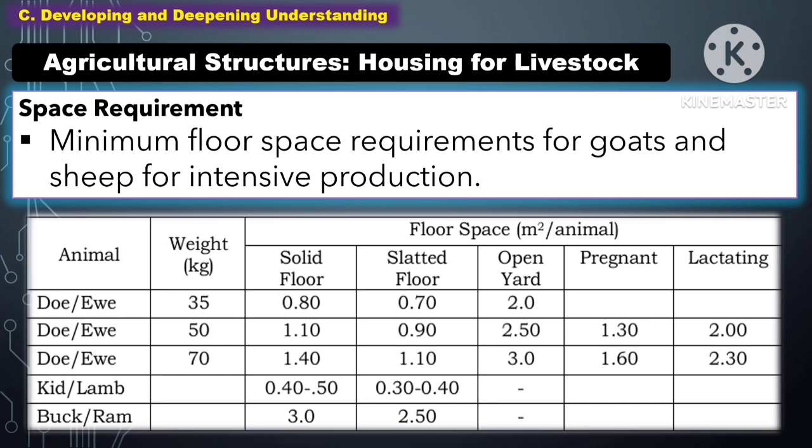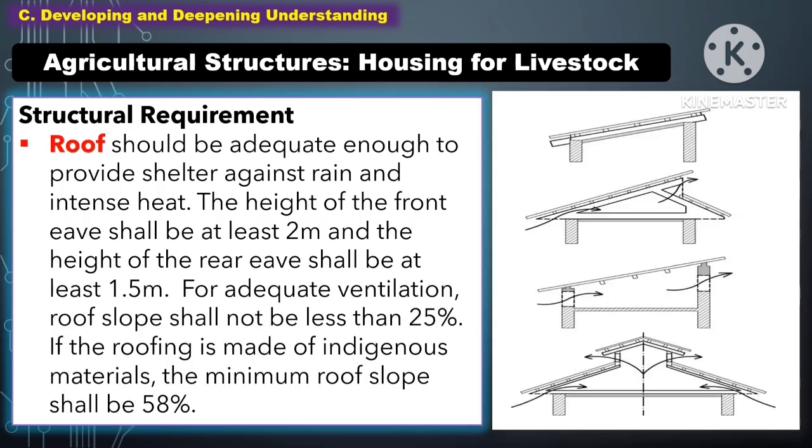The following are the minimum floor space requirements for goats and sheep for intensive production. The following are structural requirements for housing in livestock. So the first one is the roof.